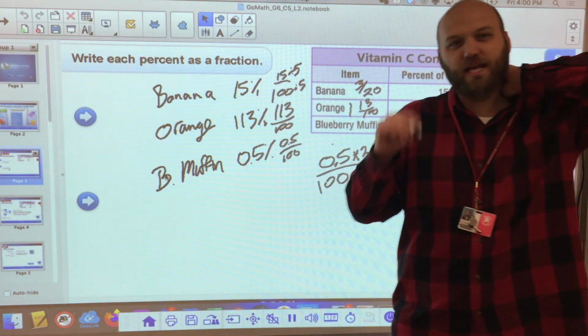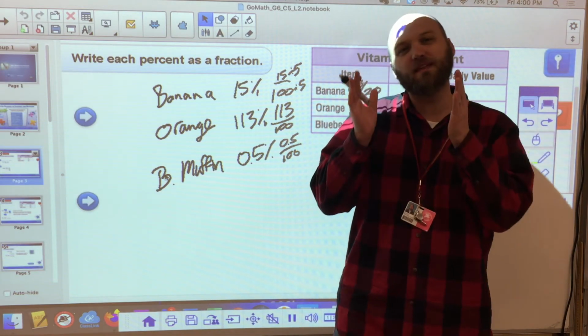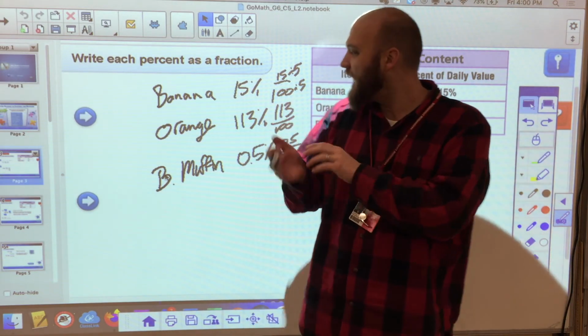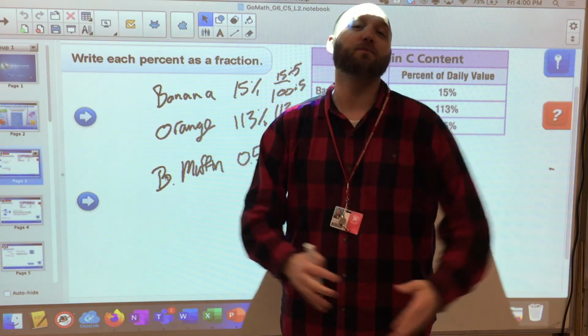So percent literally means out of 100. Start by taking the number of the percent and putting it over 100 and seeing if we can simplify.